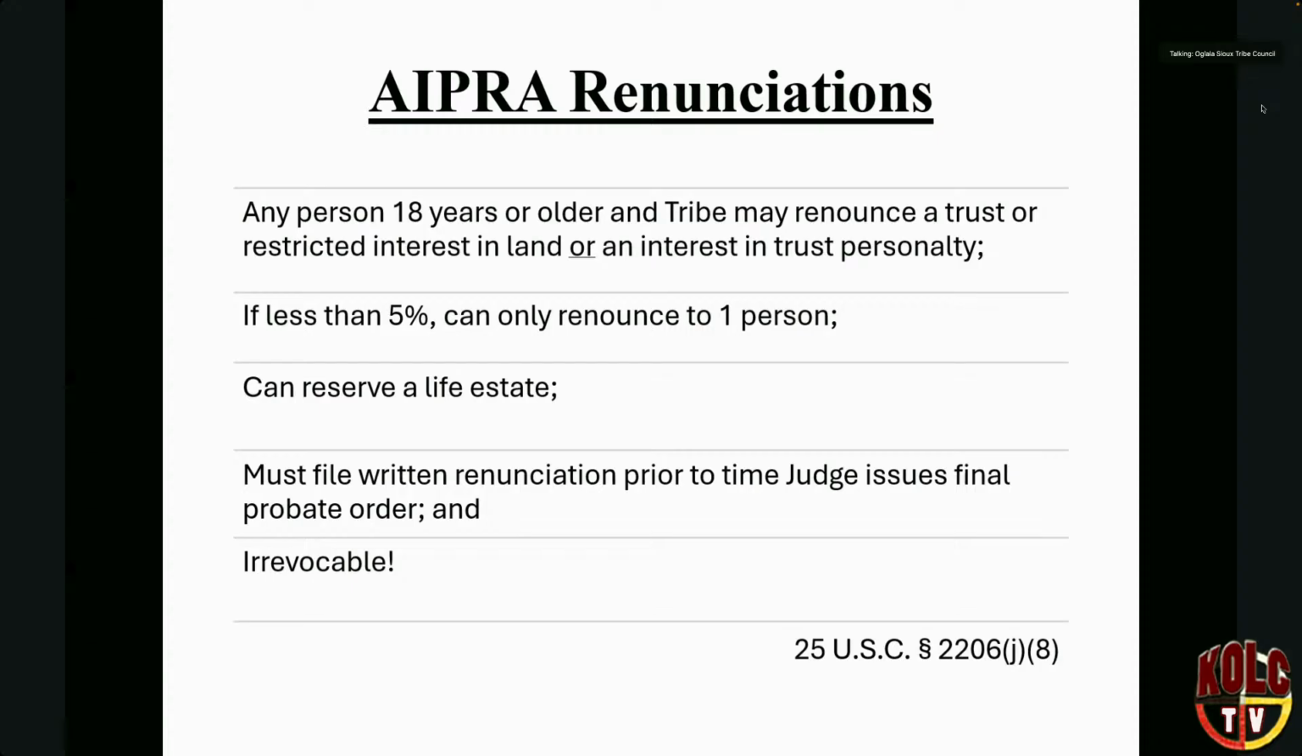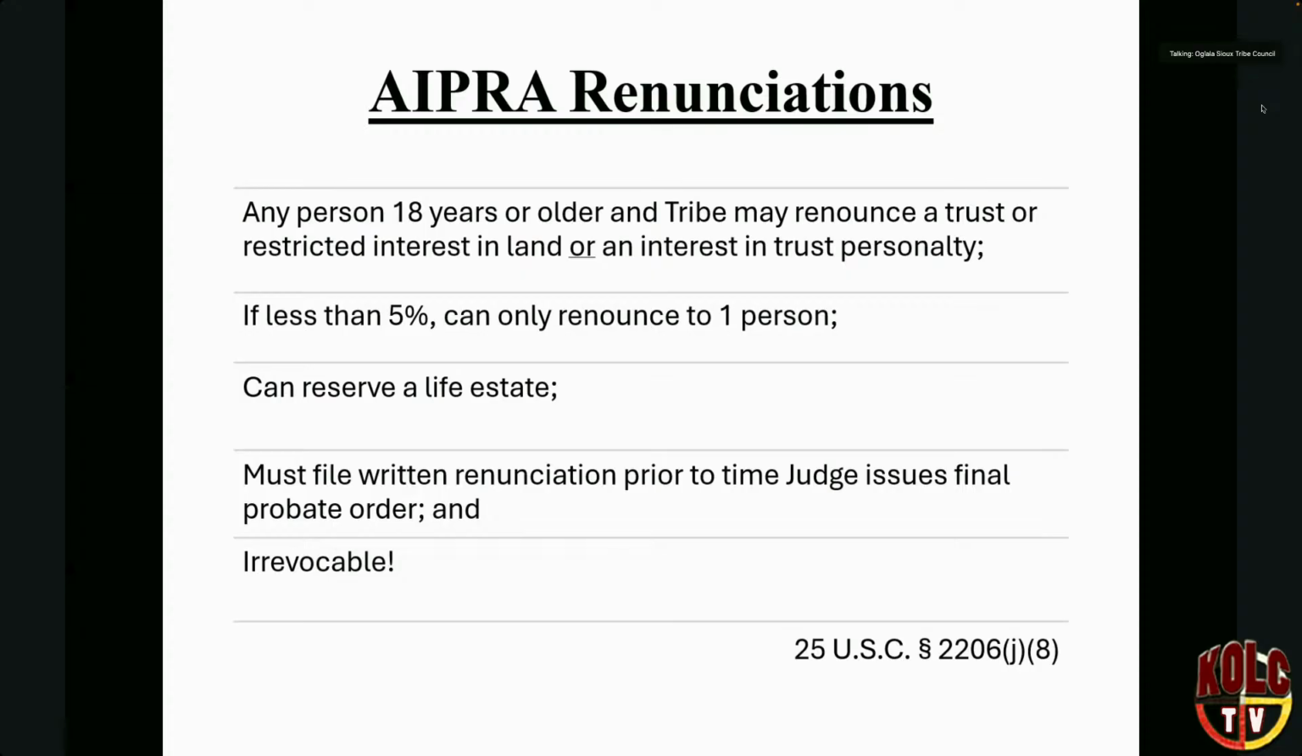But anyway, the law changed that. Now you can do that. Now you can renounce whatever you're going to inherit in favor of another heir. So that's what renunciation is. Okay, then next we'll go on to purchase at probate, or do you want to?